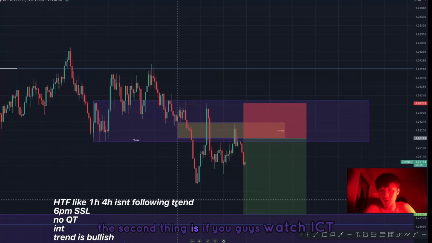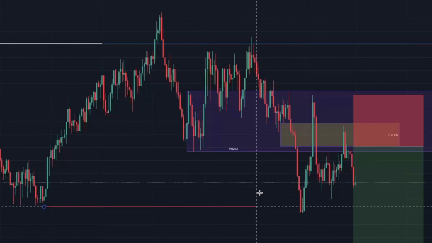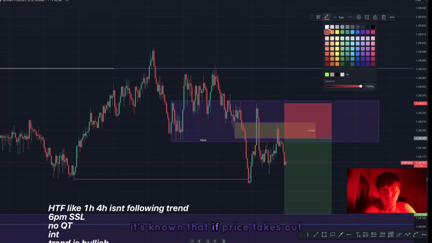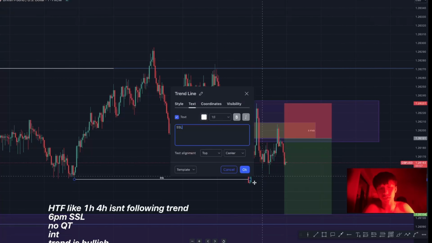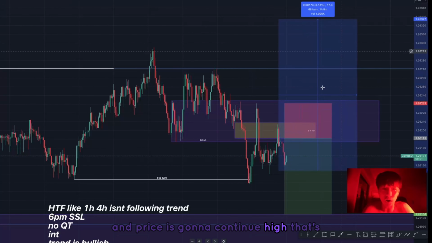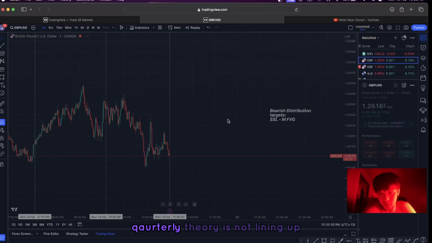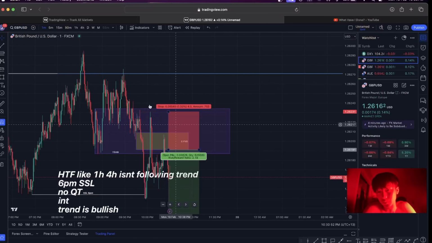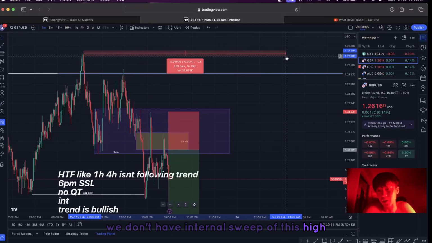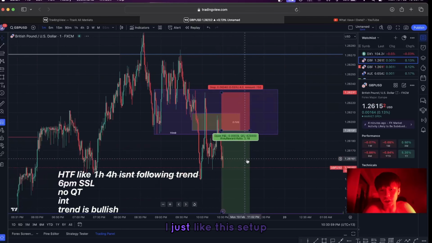The second thing is, if you guys watch ICT, I don't even watch ICT, but I heard about this concept. It's known that if price takes out the 6 p.m. low or high, this is going to be the low of the day, and price is going to continue higher. And then if we look at quarterly theory, I don't think we have anything. Yeah, quarterly theory is not lining up. We don't have internal sweep of this high, and the trend is kind of bullish. But I don't know, I just like this setup.